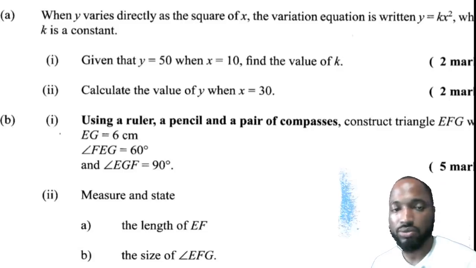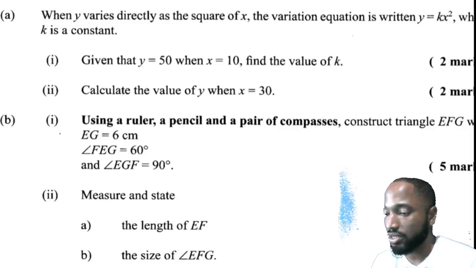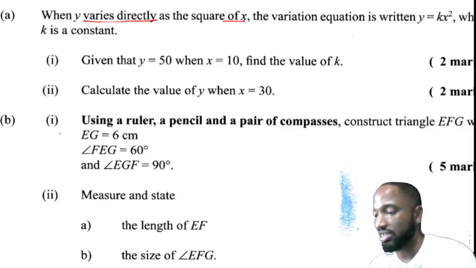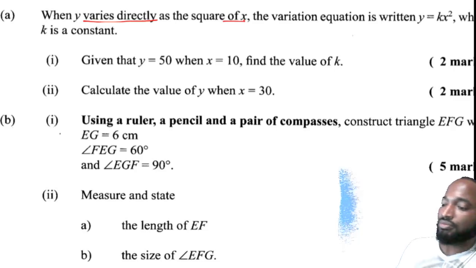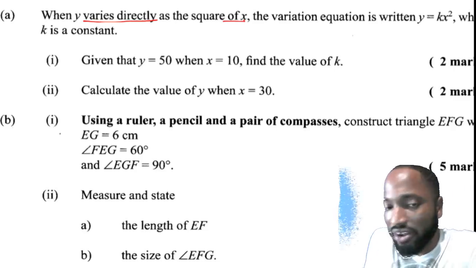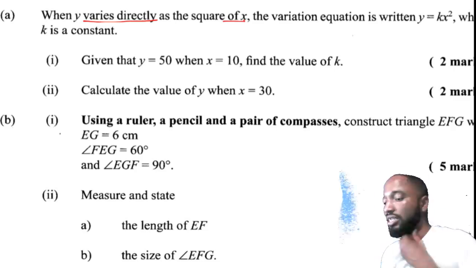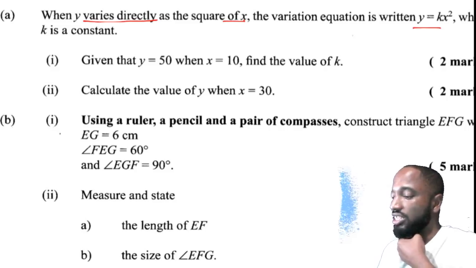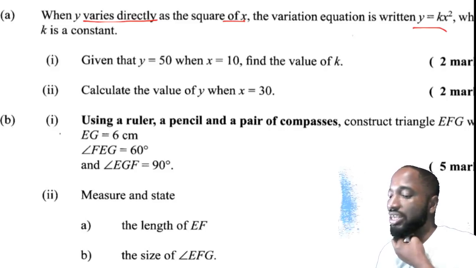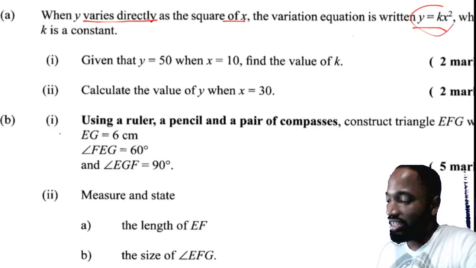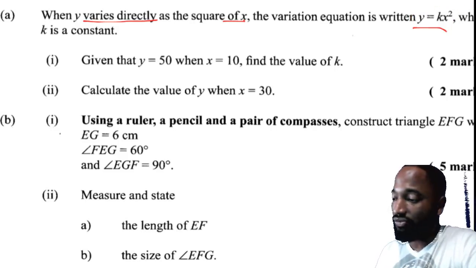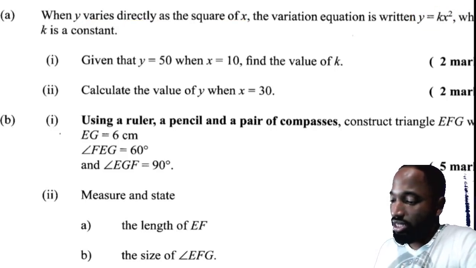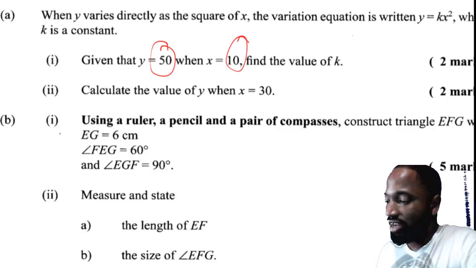I will read it. I'll read the missing one. So when y varies directly as the square of x, the variation is written like this: y is equal to kx squared, where k is a constant. So they didn't even ask you to do this. They could ask you to write this yourself, but they didn't. Given that y is 50 and x is 10, find the value of k.